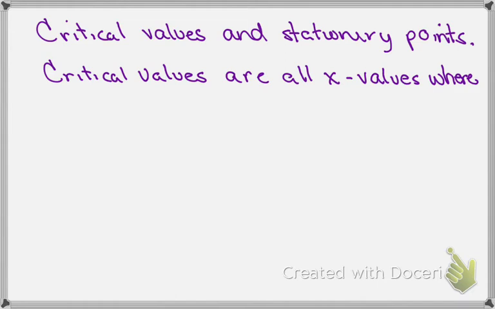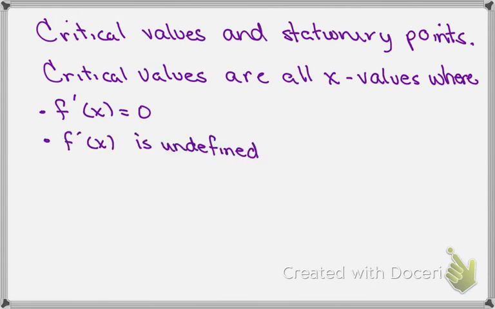So what are critical values or stationary points? Critical values are all the x values where one, the derivative is equal to 0, and two, the derivative is undefined. And that's what we saw from that last graphic. So if we take a function and find all the locations where the derivative is 0 or the derivative is undefined, then these are critical values. By the way, a stationary point is just a critical value, and it's the first bullet point. It's the critical values where the derivative is equal to 0.